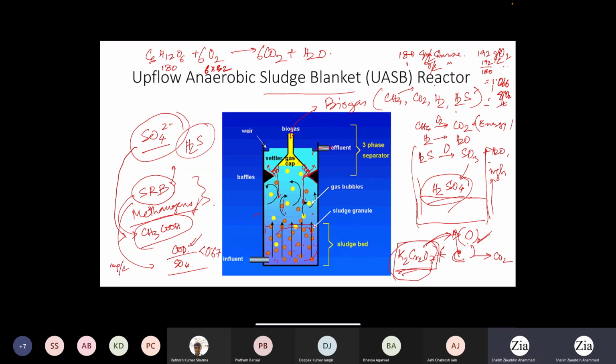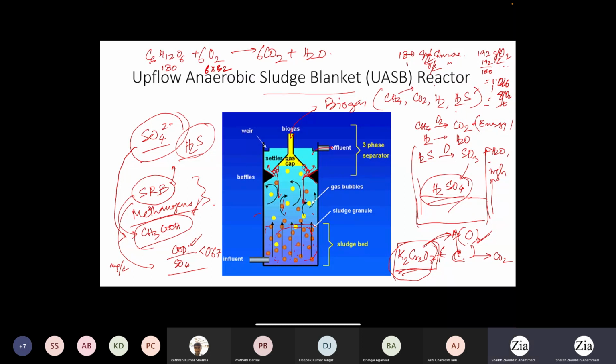And if the ratio value comes less than 0.67, then you will get overdominance of SRB. So in a typical anaerobic digester, if you want to get rid of the nuisance of H2S, one option is to check sulfate and COD content.